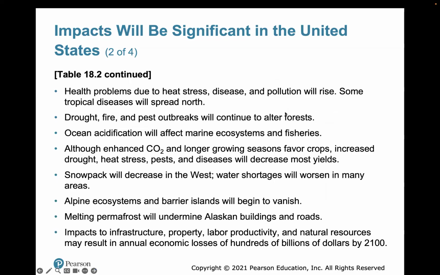Due to heat stress, disease, and pollution, health problems arise. Drought, fire, and pest outbreaks will continue to alter forests. Ocean acidification is impacting marine life. Even though there are longer growing seasons, increased drought, heat stress, pests, and disease decrease the yield. We need to feed more people, so we need more of the yields. Snowpack will decrease in the west, and water shortages will worsen in many areas.